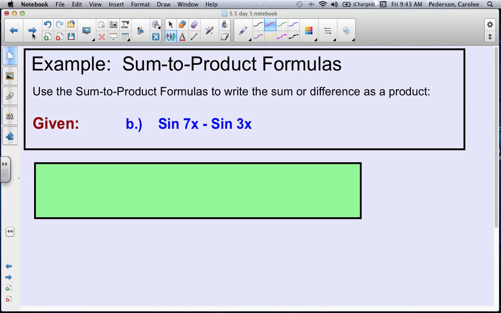Go out and find on your formula sheet the appropriate formula that goes with the sine of 7x minus the sine of 3x. And then again, in the green box is the appropriate formula. I want you to make sure you know where to find these on the formula sheet. You are able to use these on your test for Tuesday.